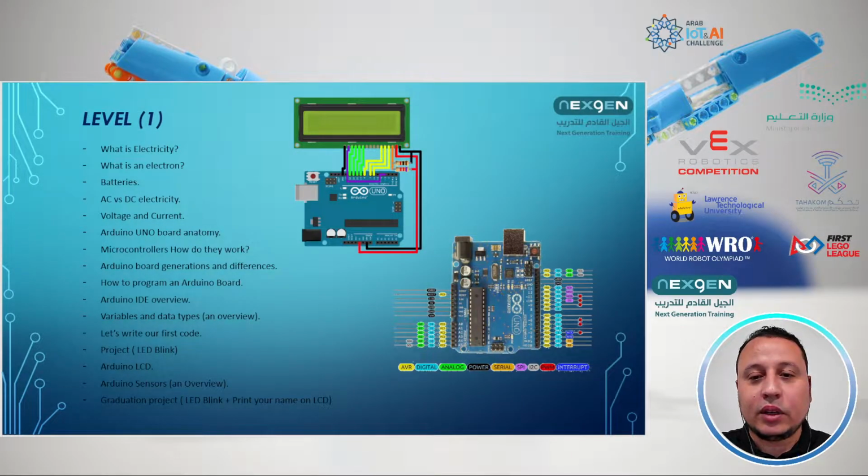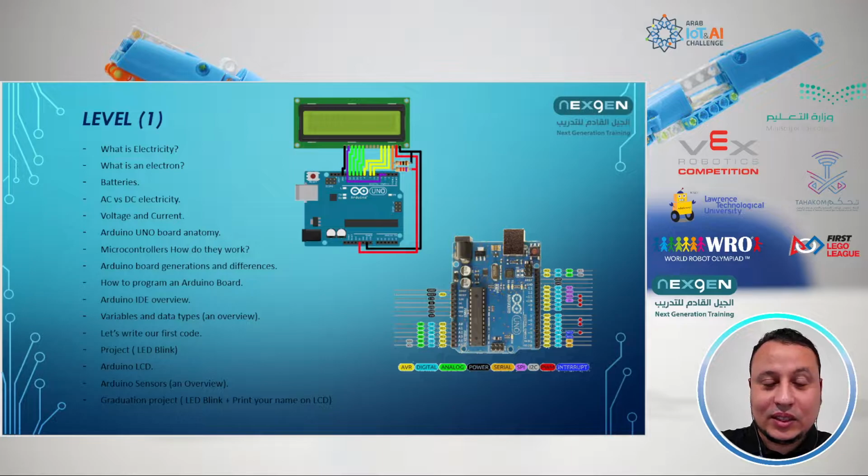So let's go to level number 1. What should students learn in level number 1 in an Arduino course that we provide? So the first thing is, what is electricity? For example, we ask students about their definition or their knowledge about electricity as a power source. So what is an electron?